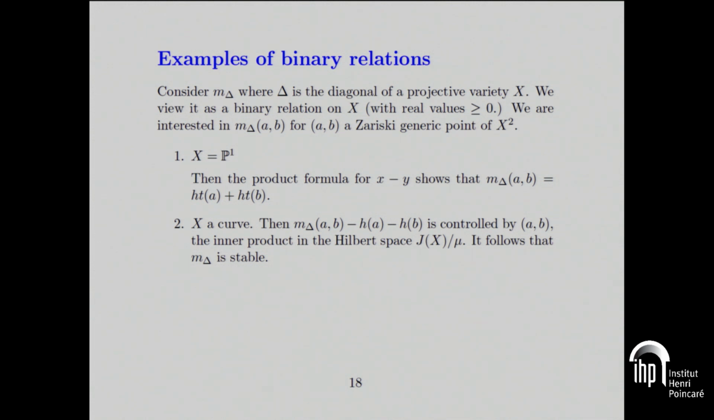If you take a curve, it's already quite interesting, and this I even understood, though I won't have time to discuss it. It's controlled by this Hilbert space that I discussed before. It looks like an angle: if you look at this minus the heights, it behaves like the cosine of an angle. And in particular, it's again a stable relation.